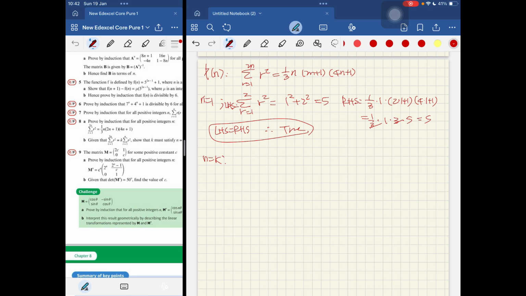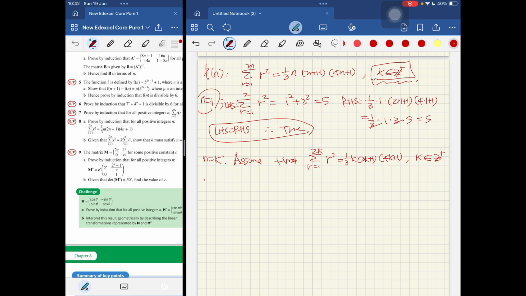And for k, assume that the sum of r squared from r equals 1 to 2k equals 1 over 3 k(2k plus 1)(4k plus 1), where k is in Z plus. Oh, I didn't mention here, k should be in Z plus. It was my big mistake, because without this one, there is no reason to start with n equals 1. So that is like the flag of this starting point.